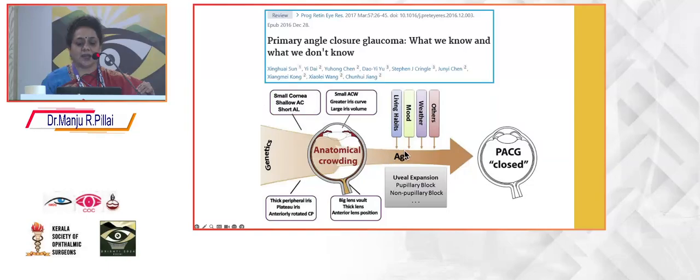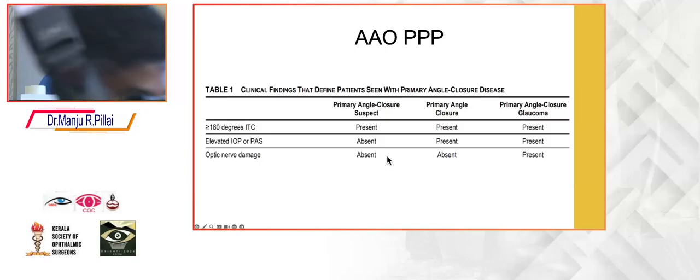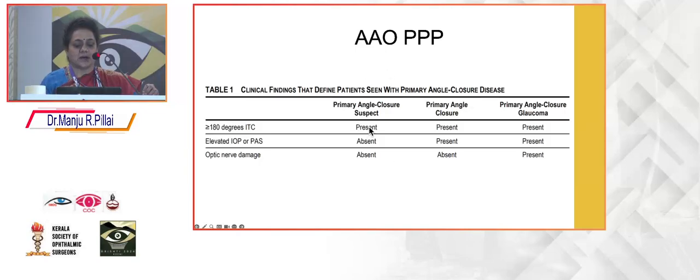According to age, living habits, mood, weather and others, they can have narrow angles, which can later lead to angle closure glaucoma. Uveal expansion can also cause angle closure, with a pupillary block or a non-pupillary block. I suggest the American Academy of Ophthalmology Preferred Practice Pattern, where Shweta has described ITC. In PAC suspect, more than 180 degrees of ITC is present, and the other two are absent. In primary angle closure, more than 180 degrees of ITC and elevated IOP or PAS is present, and in primary angle closure glaucoma, even these changes are present.